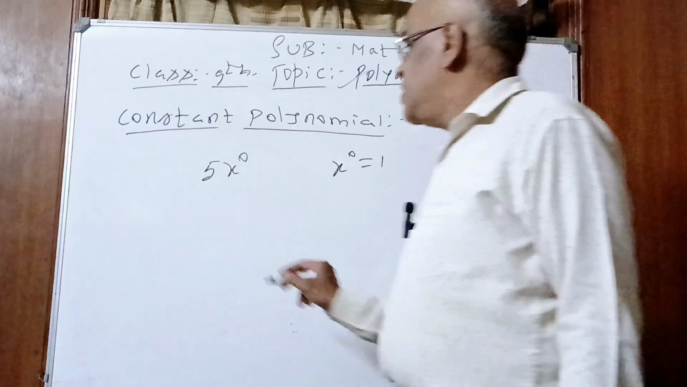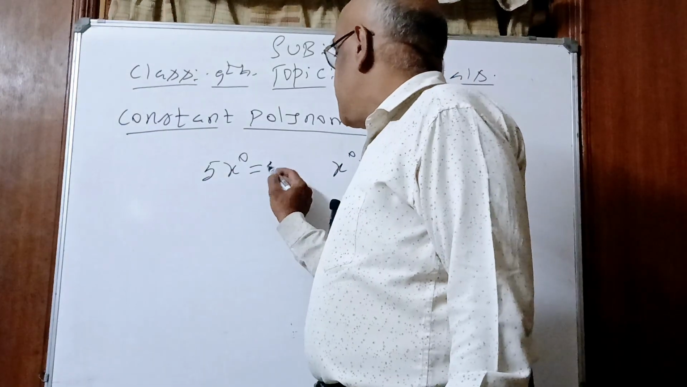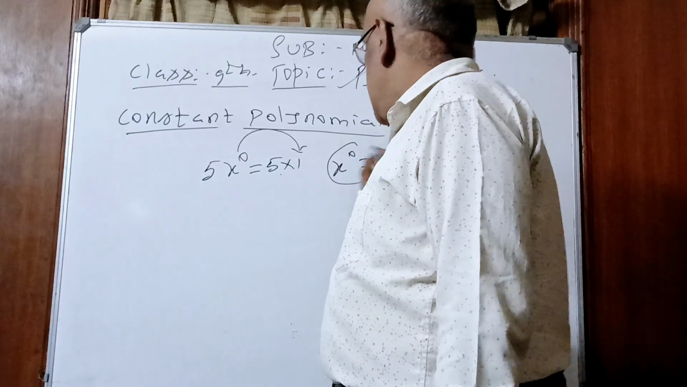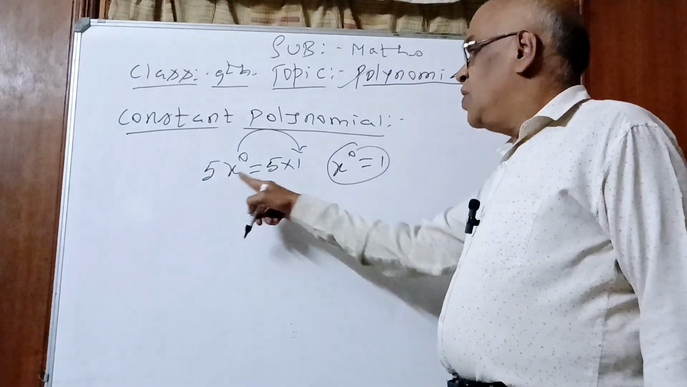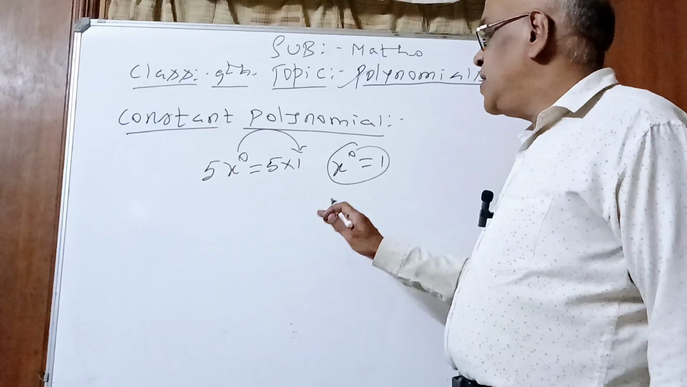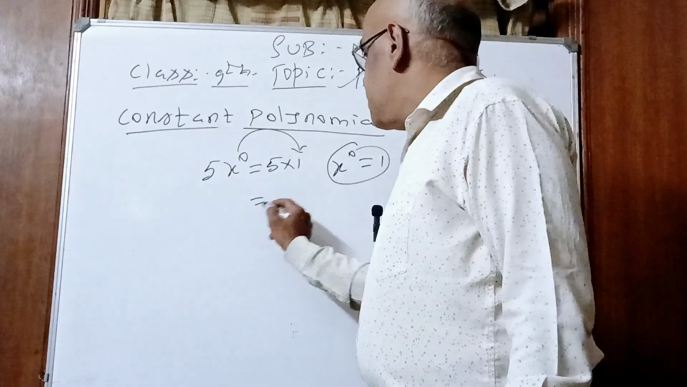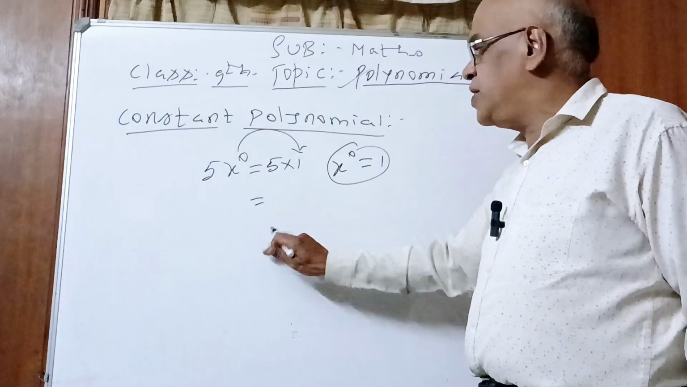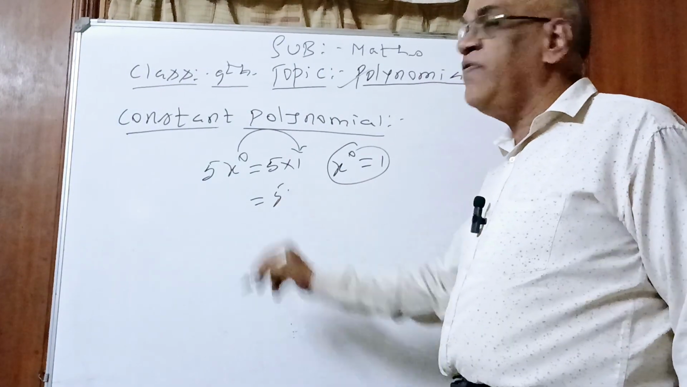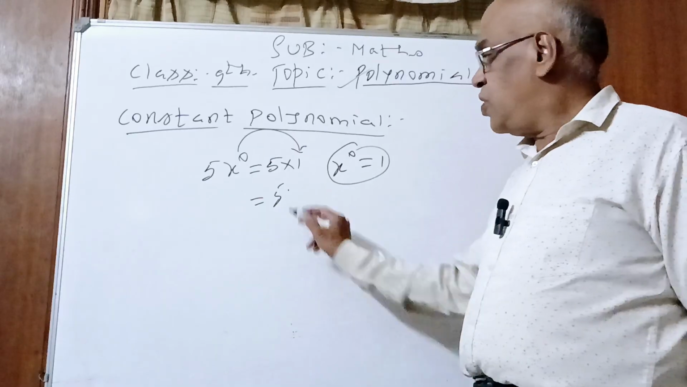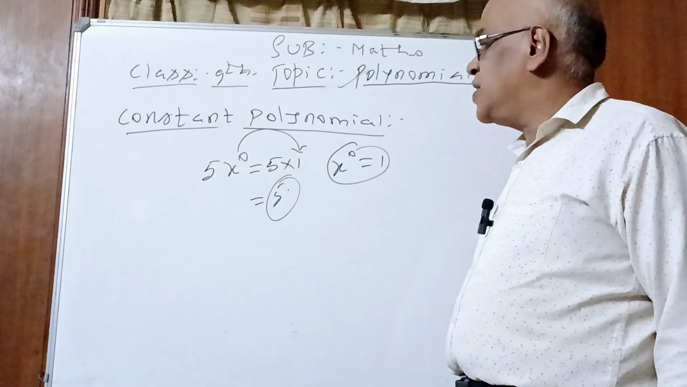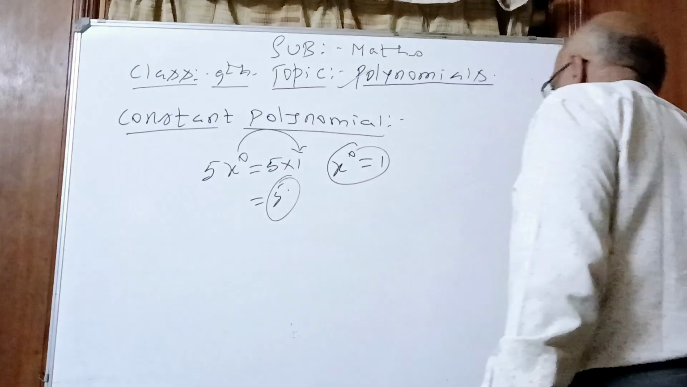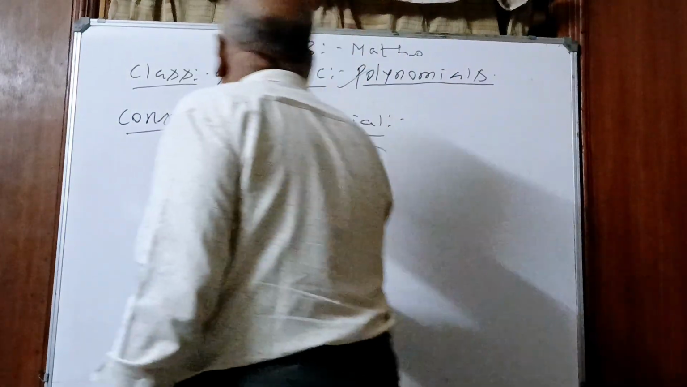So what do you mean by that, children? 5x to the power of 0 is nothing but 5 into 1. Why? x to the power of 0 is 1. In place of x to the power of 0, I will put 1. So what does it become? It becomes 5. 5x to the power of 0 is nothing but 5. The degree of the variable is 0. So now, what kind of polynomial is this? Constant polynomial. What is constant polynomial? A polynomial in which degree of the variable is 0.